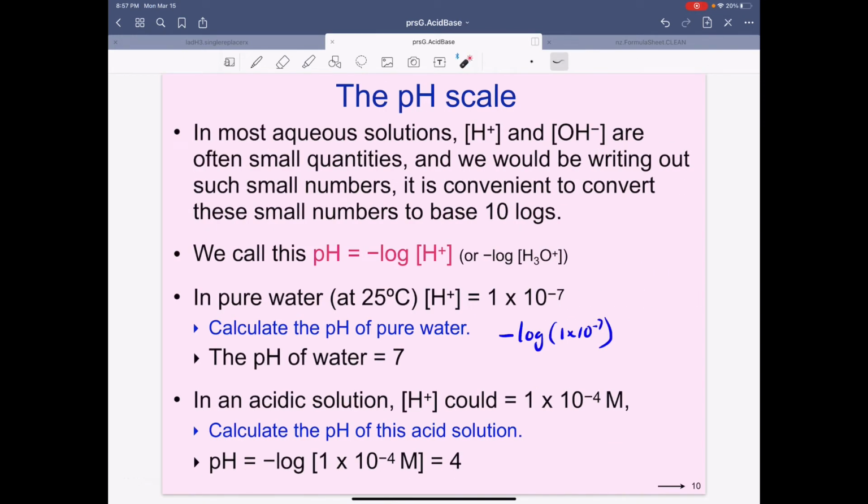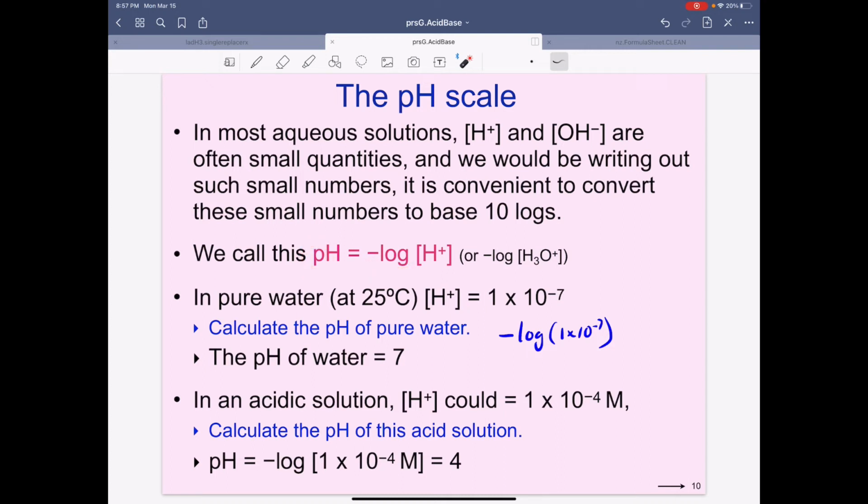So now let's think about the pH scale. I'm sure you've heard of this before, and that it comes from the fact that small quantities are a little bit inconvenient, dragging around 10 to the minus 5, 10 to the minus 4. So in order to make the numbers more convenient and easy to work with, we're going to take the minus log of the H plus concentration and call that pH. So this P actually means minus log.